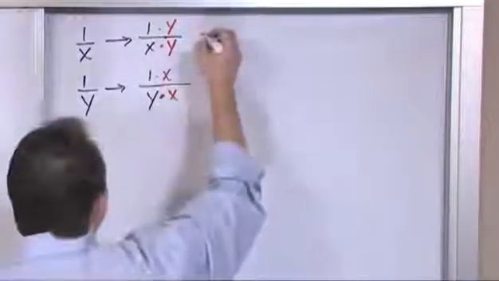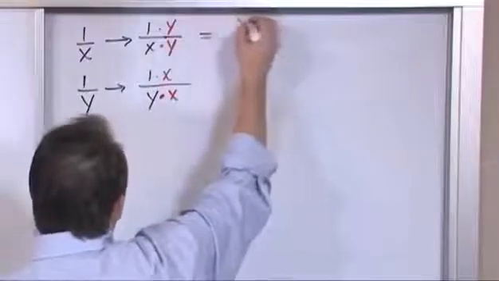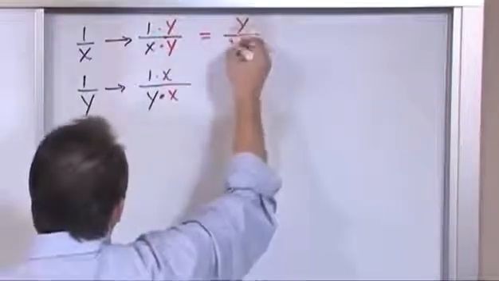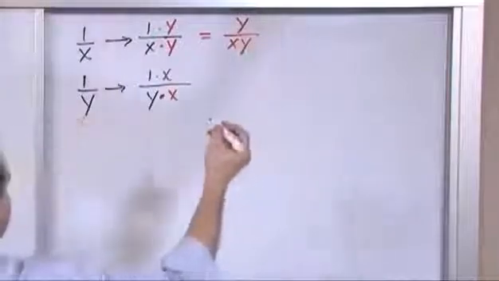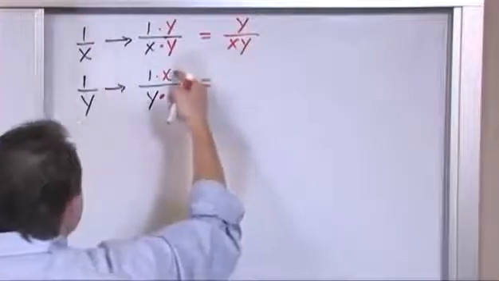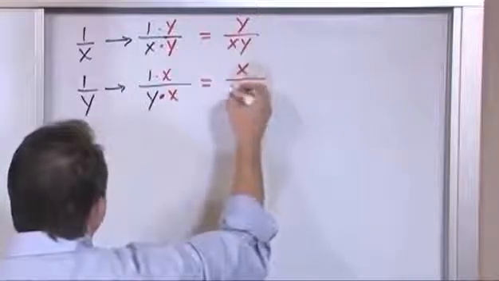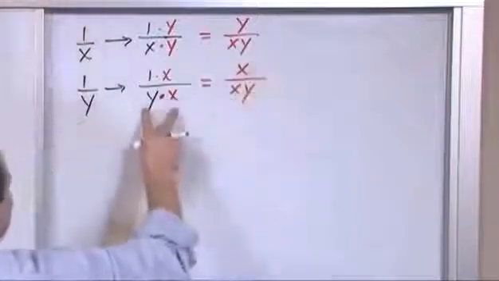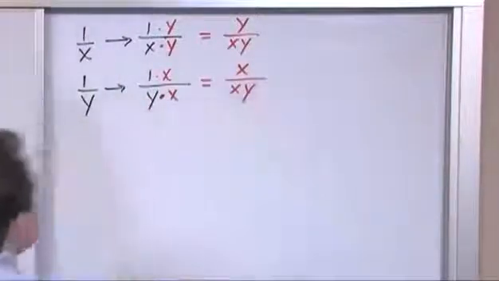And then if I do that, the fraction I'll get on the top, 1 times y will be y, x times y will be just xy. You can't do anything more than just write it as xy. On this guy, you'll have x on the top, and then you'll have xy on the bottom. Y times x is the same as x times y. So now look at what we have.